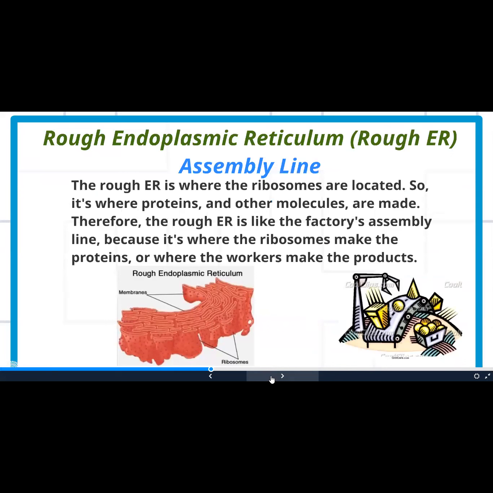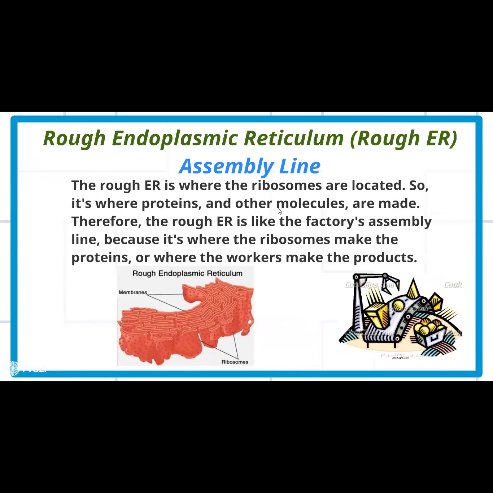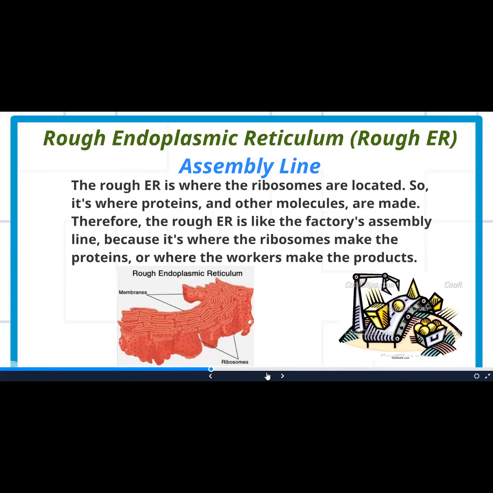The rough endoplasmic reticulum, which pertains to the assembly line in a factory. So the rough endoplasmic reticulum is where the ribosomes are located. So it's where proteins and other molecules are made. Therefore, the rough endoplasmic reticulum is like the factory's assembly line because it's where the ribosomes make the proteins, or where the workers make the product.